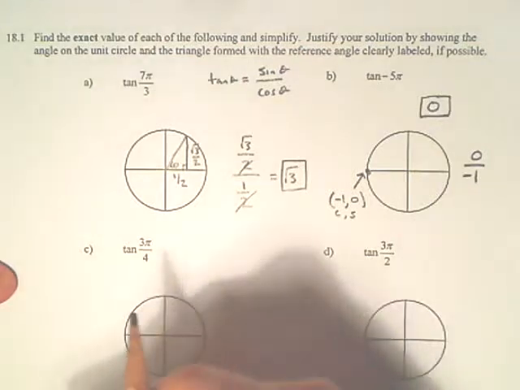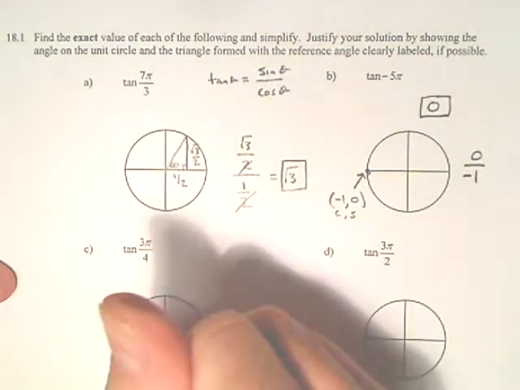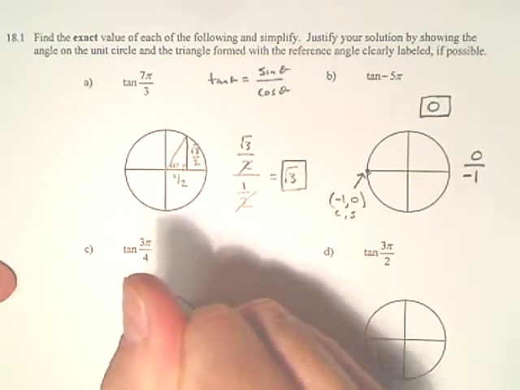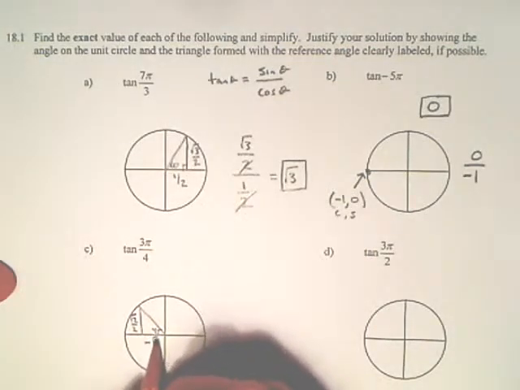On C, we locate 3 pi over 4. That's here in quadrant 2. Because it's a 4, our reference angle is a 45. Because it's a 45, we know both of our legs are square root of 2 over 2. This one happens to be negative.